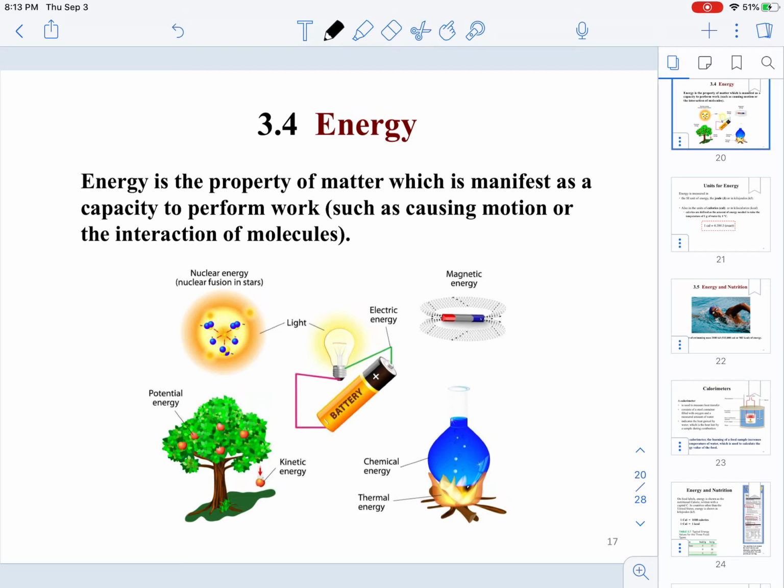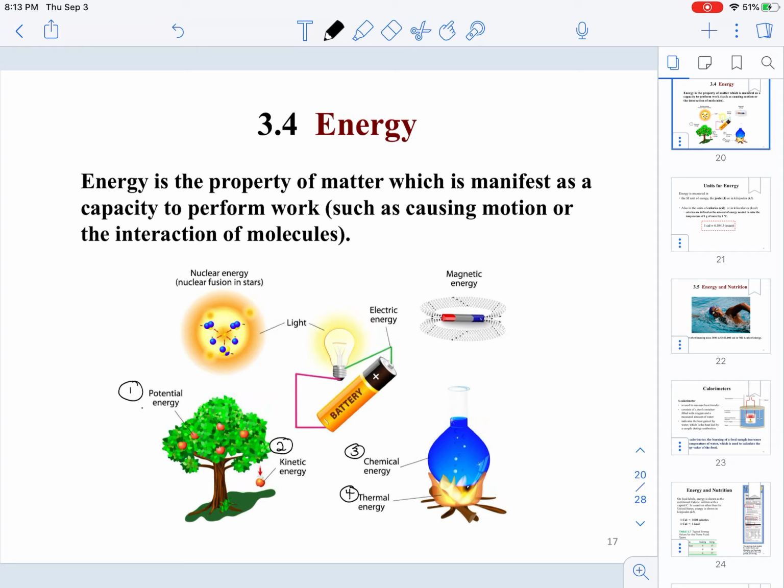Now, there are different types of energy out there, and as you can see, they are illustrated by the image that we have on this slide. But what we're going to be focused on are the main 4 types of energy that we will be dealing with in this course, which include potential energy, kinetic energy, chemical energy, and lastly, thermal energy. Let's now go over their definitions.